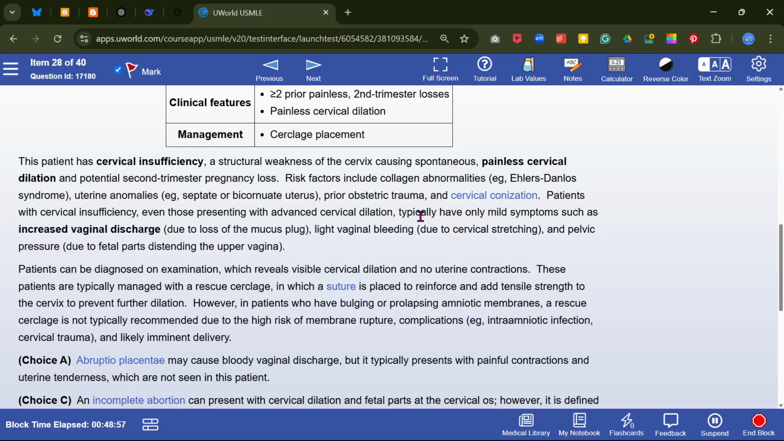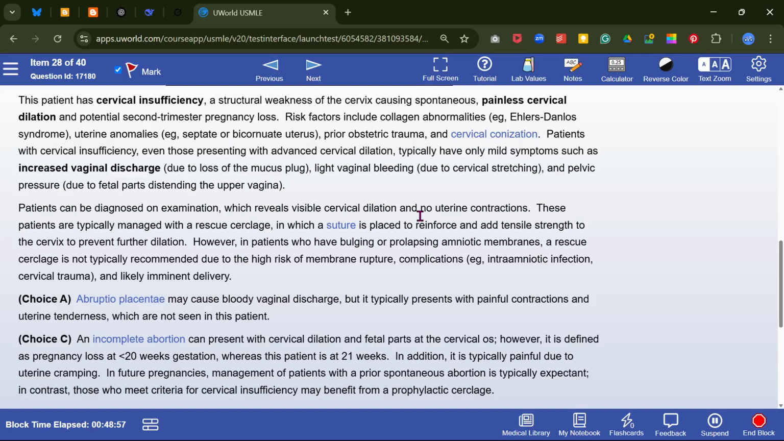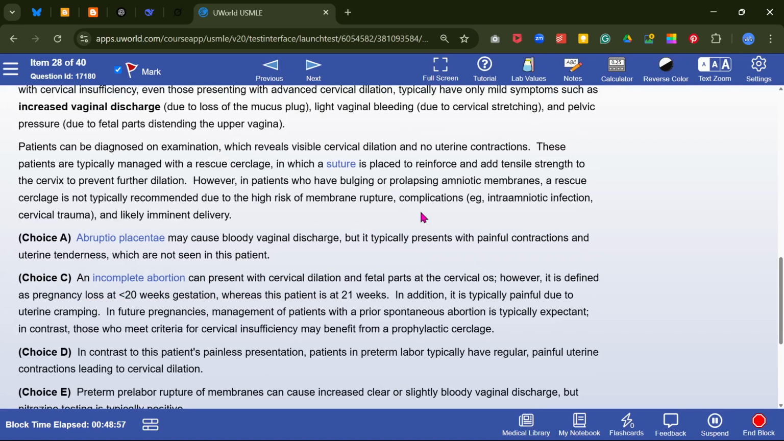Okay, I'm reading the choices. If you need any option read, I can read it. If you don't, then we can continue.